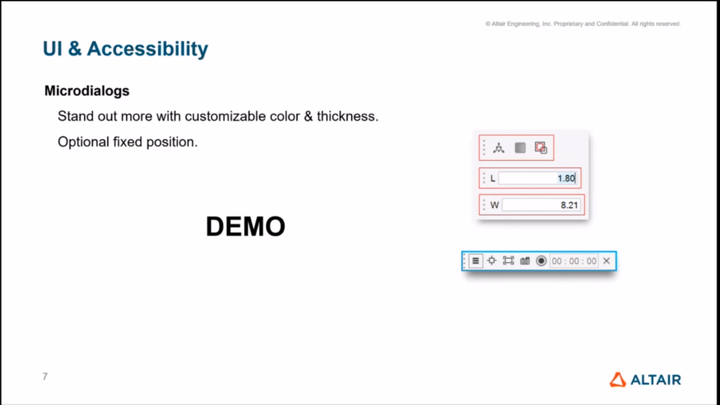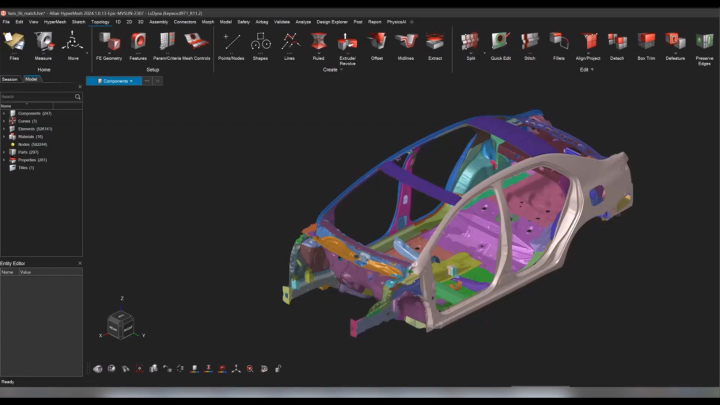The other thing we did was some stuff with micros. So I'm just going to hop into a demo with that. It's easier to show. Micro dialogues, as you guys know, they generally appear near your mouse, and that's what they're designed to do. When you do something, it shows up near your mouse.